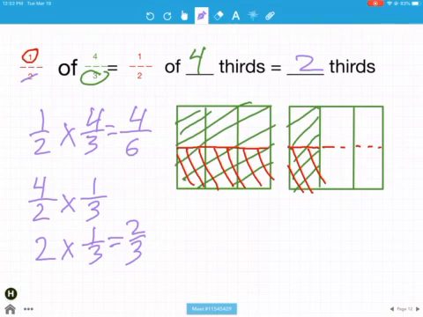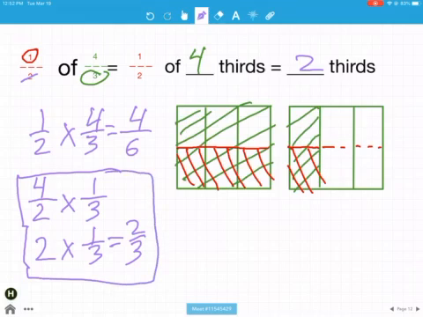I would say the best way to look at it is this way. Okay? So we have half of 4/3, which equals 4/6. We can divide both of them by 2. Okay? And that will give us 2/3.